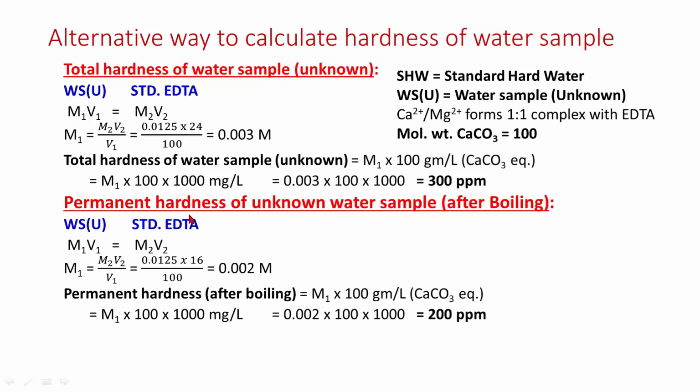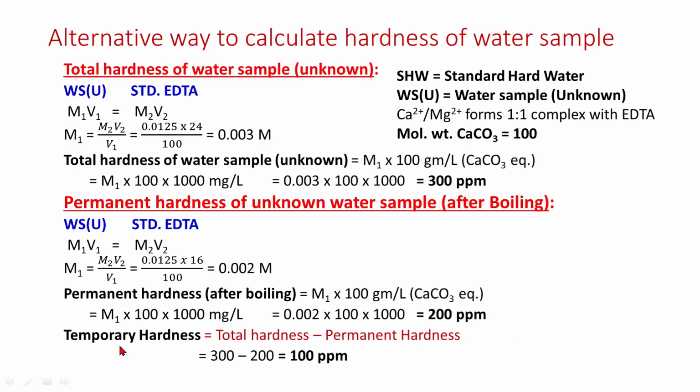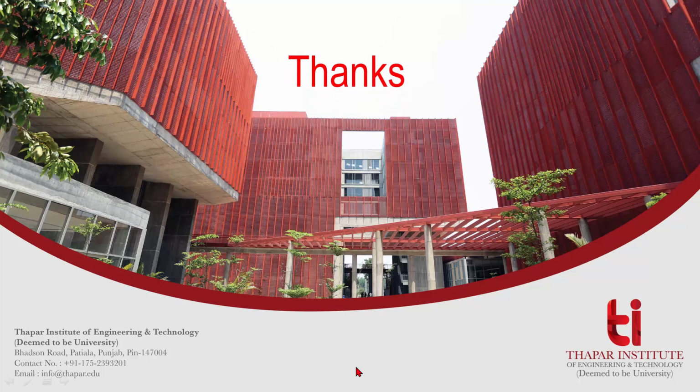In the same way, we can calculate permanent hardness of the unknown water sample after boiling. M1 is the molarity of the water sample. It is found to be 0.002 molar, and in this way we find permanent hardness after boiling to be 200 ppm. We can find temporary hardness, which is equal to total hardness minus permanent hardness, which is 100 ppm. Thanks for watching this video.